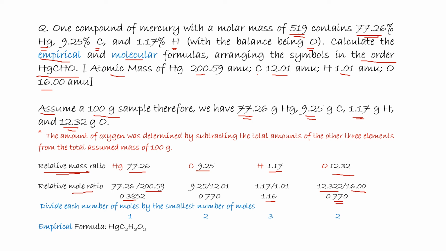We divide by the lowest one, so this will be 1, this will be 2, this will be 3, and this will be 2. So the empirical formula will be HgC2H3O2. This is the empirical formula.